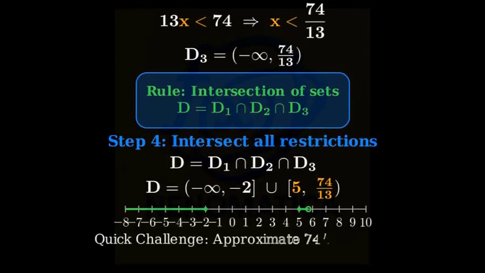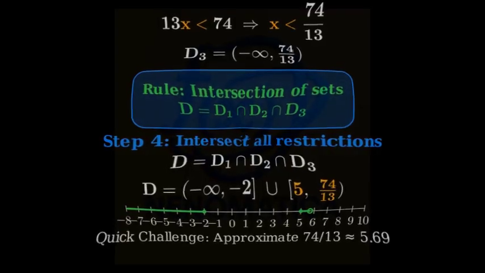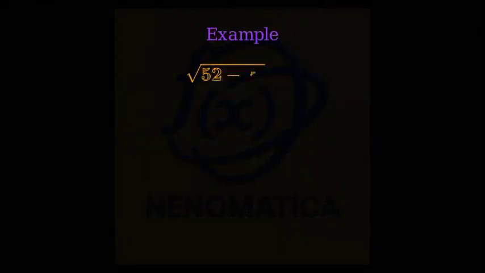Quick challenge. Can you estimate the decimal value of 74 divided by 13 and mark it on the number line between 5 and 6? We will solve the inequality: the square root of 52 minus x squared, over 2 minus x, is less than 1. First, let's display the problem as an example in bold orange.